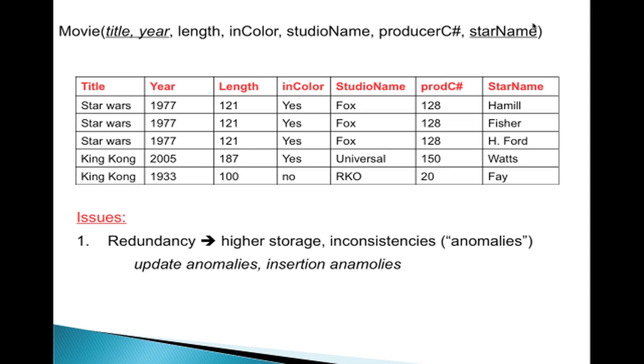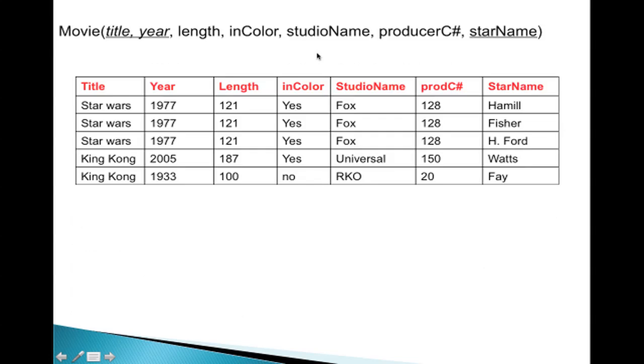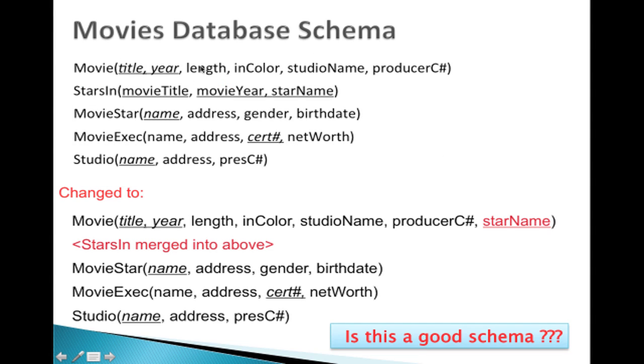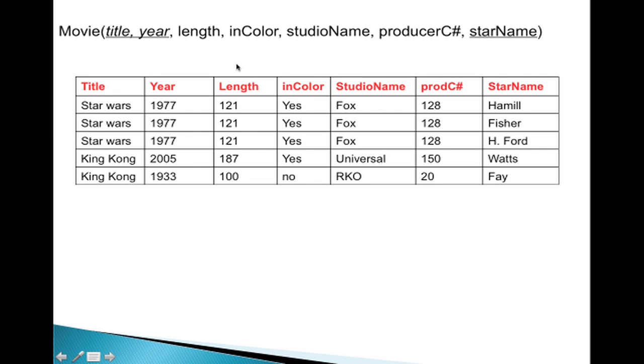It's possible that a user might update the studio name for one tuple and may forget to update it for the other tuples. Or we might insert a new tuple for Star Wars 77 with another actor, and we might have wrong information for the length. Okay, this cannot happen in the original schema. In the original schema, the length of a movie was only stored once, so it's not possible for there to be a duplication or inconsistency. In this case, because the attribute is duplicated, we have potential for inconsistencies, which is because of the schema.